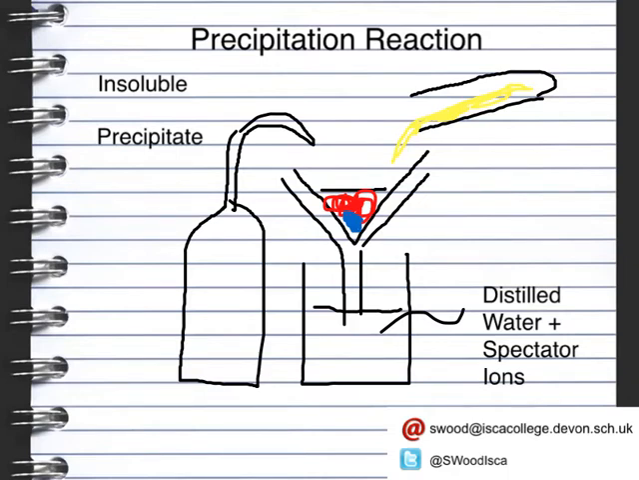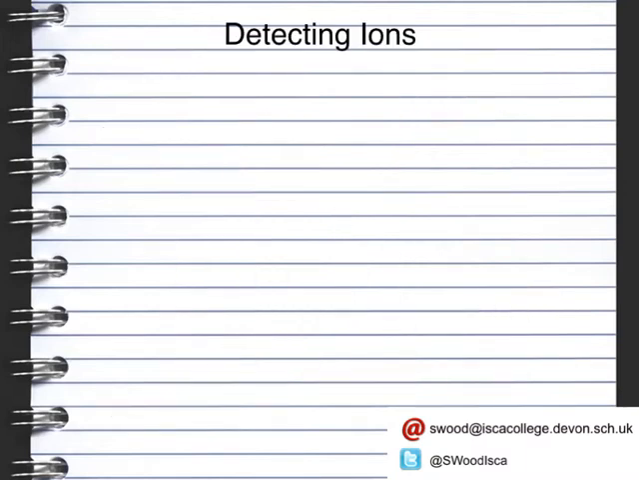Once you've got the filter paper that's got the solid in, you can take that solid and put it into an oven and dry it at about 50 degrees C, and that will allow the solid precipitate to dry and be able to be used.